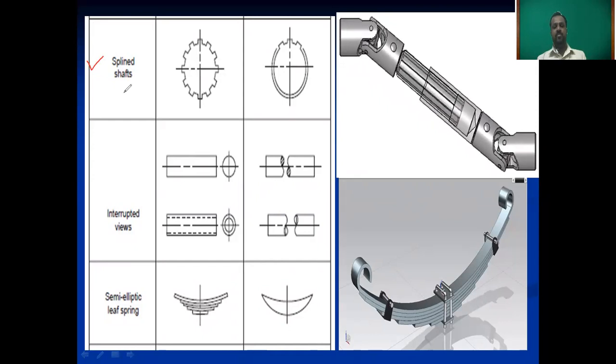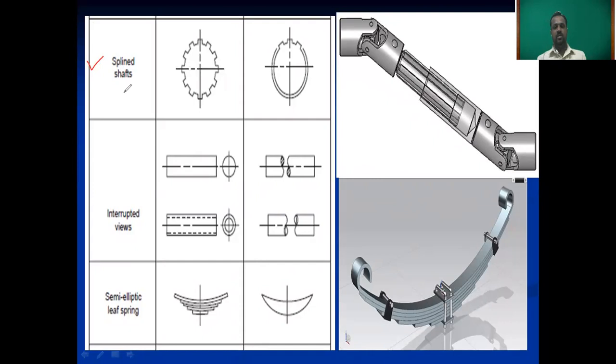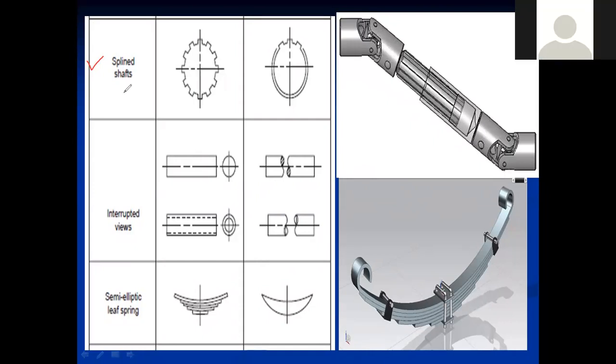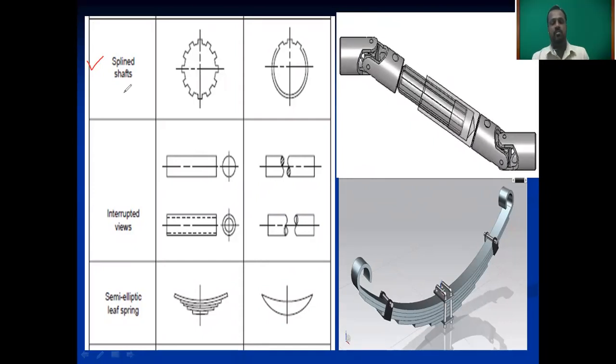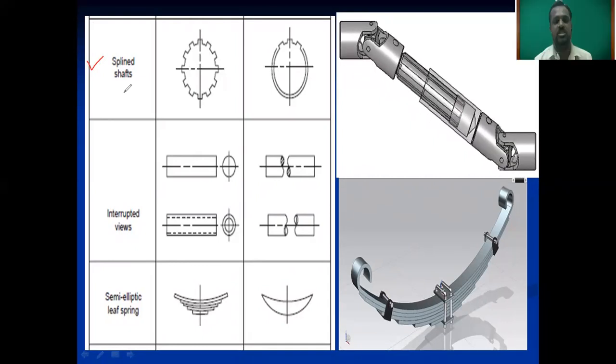Yes, anybody? Automobiles, sir. But where in that automobile? Here in the automobile, where are we using the splined shafts?